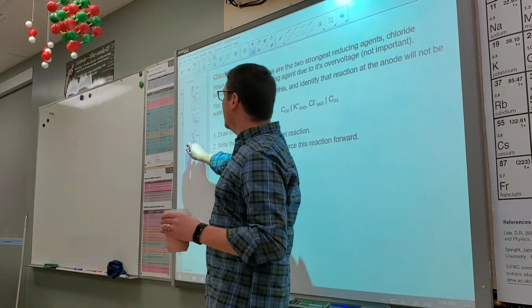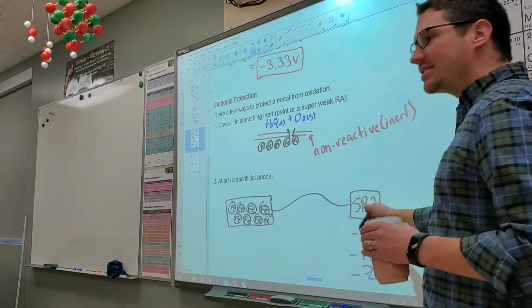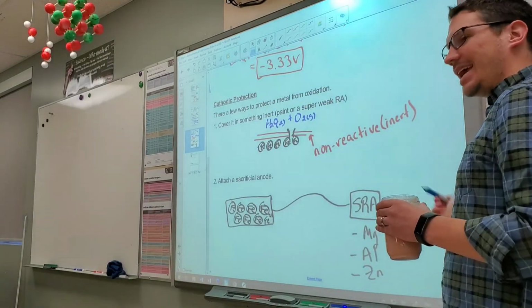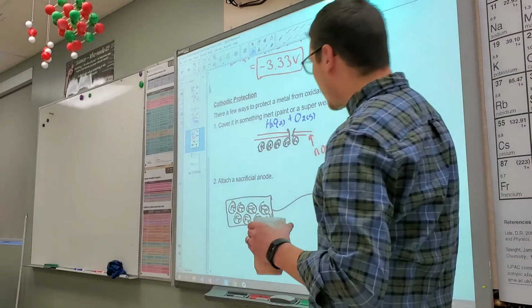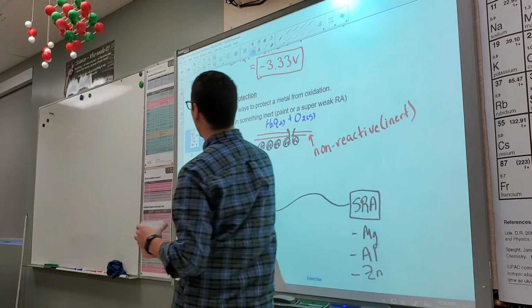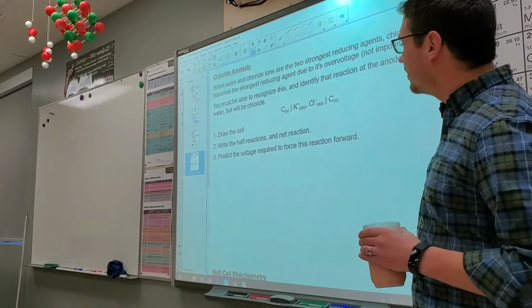So we slowly sacrifice this anode. It gets eaten away and eaten away. Eventually you have to replace it, but you're sacrificing that so that this is protected. Okay, pretty much the last thing.